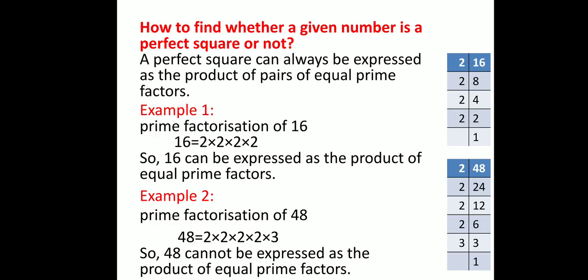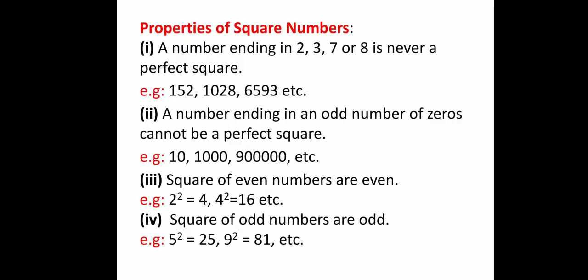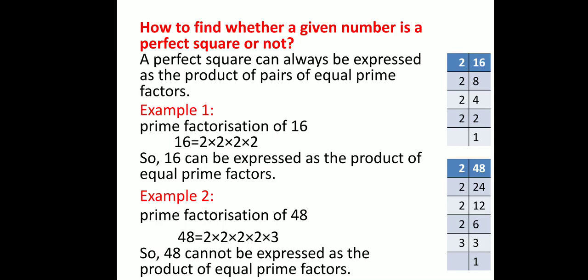Now, here in this case, 2 into 2 is a complete pair. Again 2 into 2 is a complete pair, but 3 is left unpaired. So we can say that 48 is not a perfect square. It means 48 cannot be expressed as the product of equal prime factors. So 48 is not a perfect square.